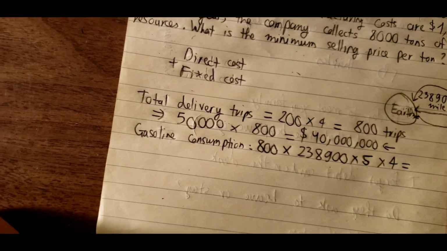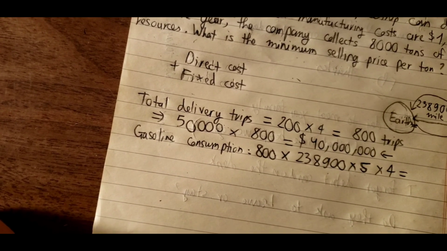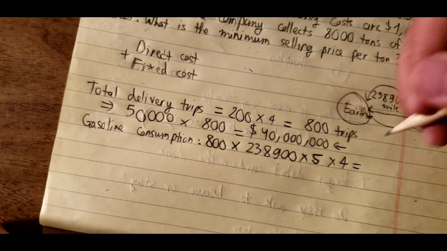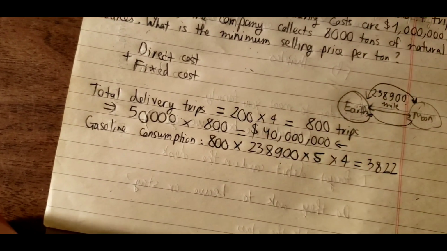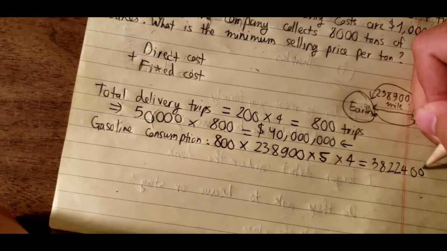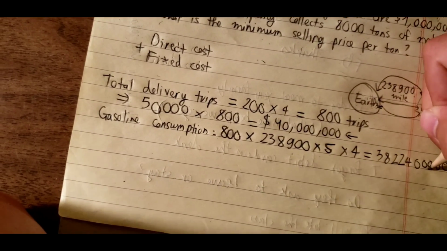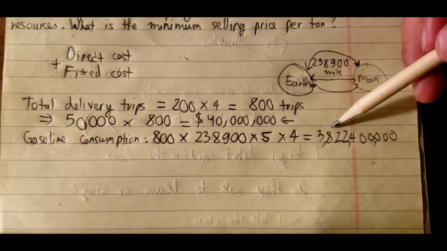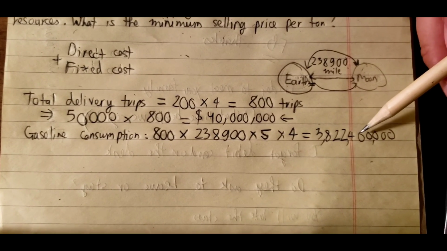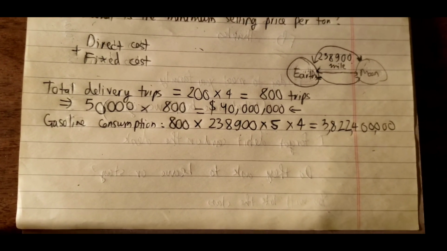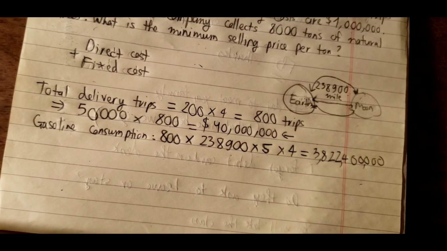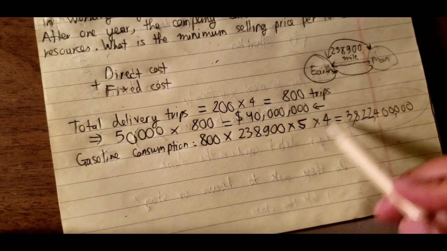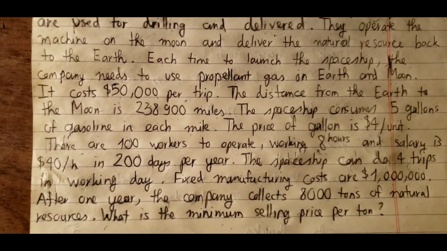So the total in here, the number is about 3,822,400,000. So that's the total gasoline consumption in here. That's the total price too.